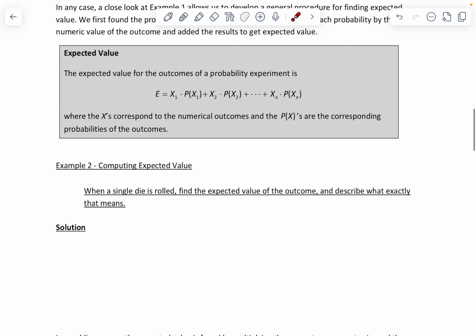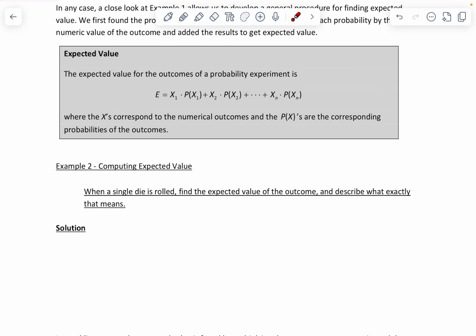Let's look at another example. When a single die is rolled, find the expected value of the outcome and describe what exactly that means.